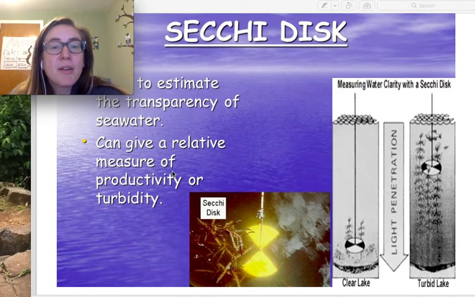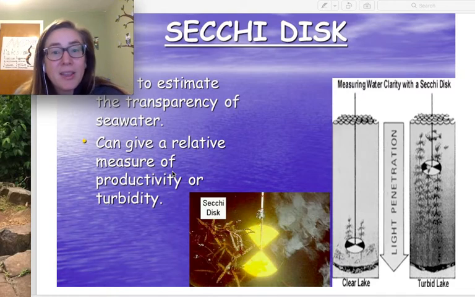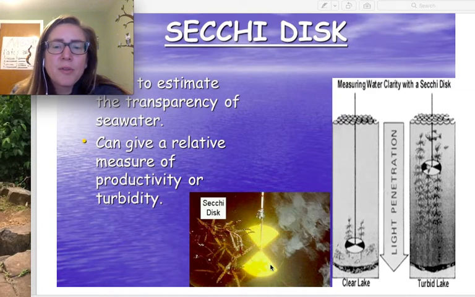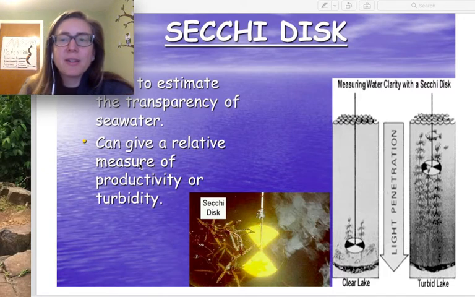But it can also then measure how much productivity can occur, or how turbid that particular area is. So the more light that can get through, then theoretically the more production you could have of your plant species or algae species. So what you would look for then is the depth at which you could actually see this disc. So it's kind of like a checkered pattern, white and black, and then you can measure to see how far that light is able to penetrate.